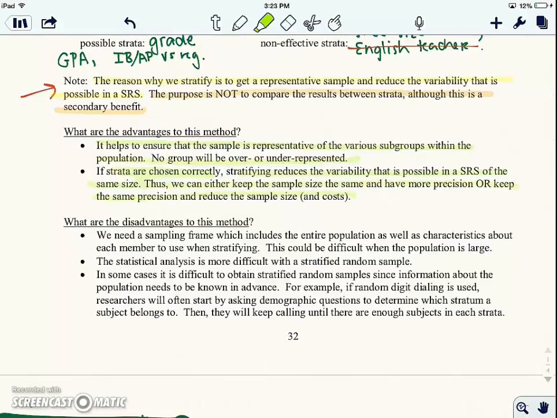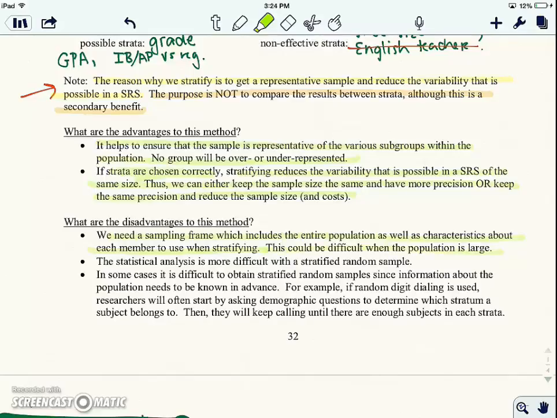Disadvantages. We need a sampling frame which includes the entire population as well as characteristics about each member when stratifying. We knew all of the plots that the farmer had, and we knew which ones were close to the river and which ones weren't. If we were going to do it at school, we would need to know which students are in the 9th grade, 10th grade, 11th grade, and 12th grade, and randomly select from all 9th graders, all 10th graders, all 11th graders, and all 12th graders.